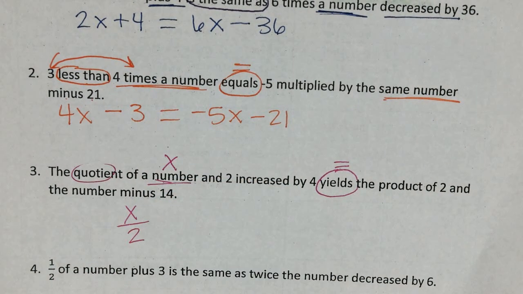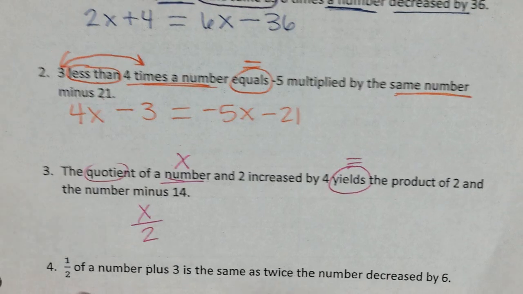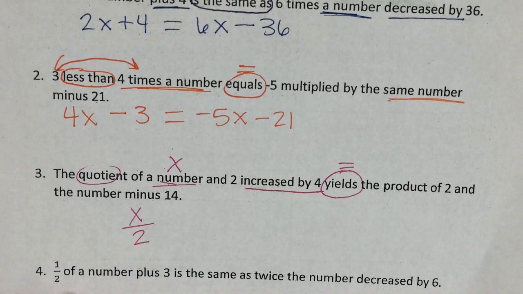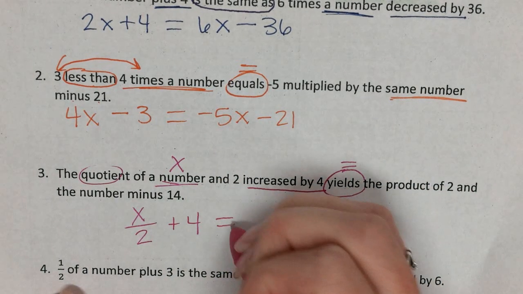Like that. Now again, if you put x divided by 2, it's the same thing. But this is how it looks in 8th grade. Am I finished over there? No, I need to do increased by 4. Tell me what's right. Plus 4. Here's my equal sign.